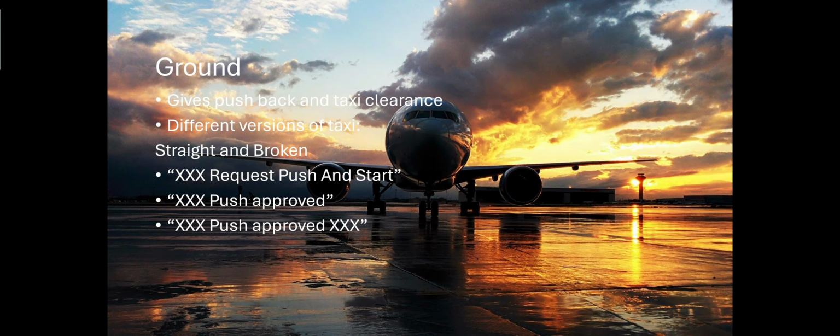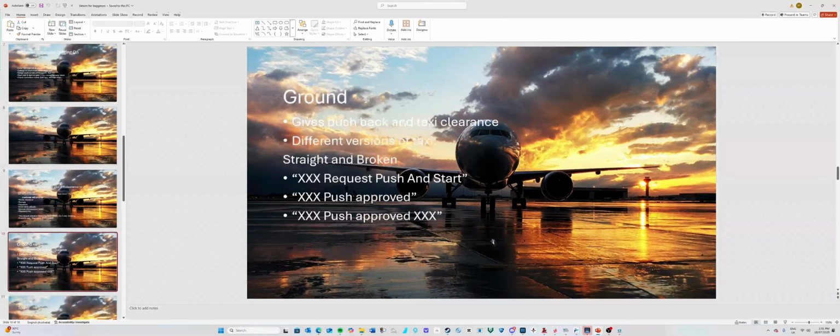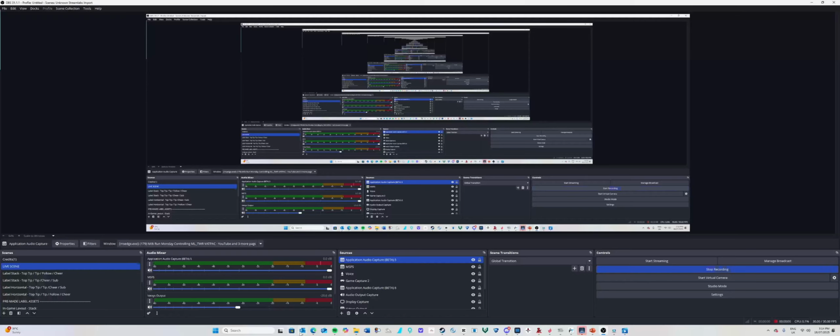So it would somewhat go like this to request push and start. Qantas 543, request push and start. Air traffic control would respond with Qantas 543, push approved. Push approved, Qantas 543. Now, let's look.